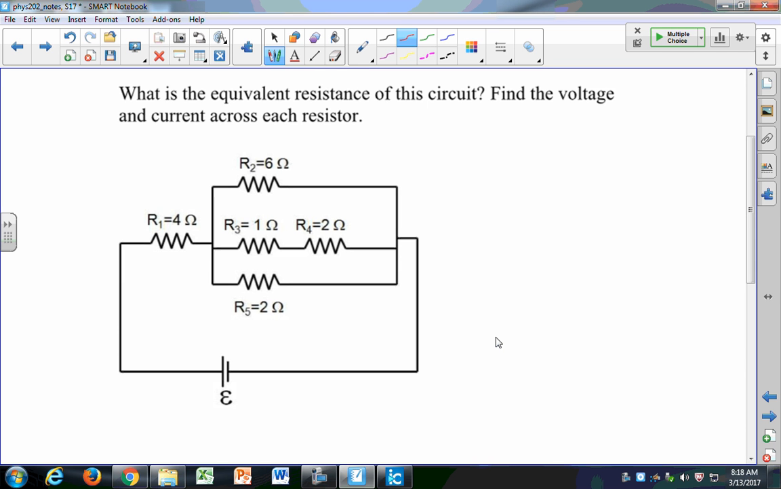1 plus 2 is 3. And then you can find the equivalent of this big parallel branch, 6, 3, and 2. And then you find the equivalent of the whole thing. So moving outwards, starting with your smallest part that's either series or parallel. Sometimes you'll have multiple parts that fit that bill, and you can just start with whatever you want. But in this case, that's the only one.